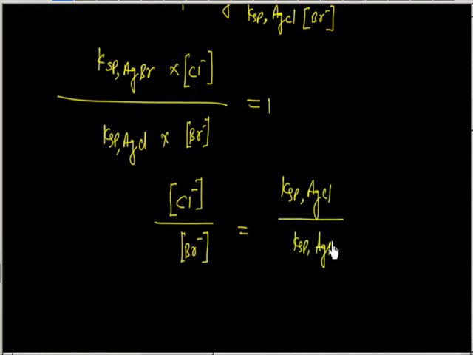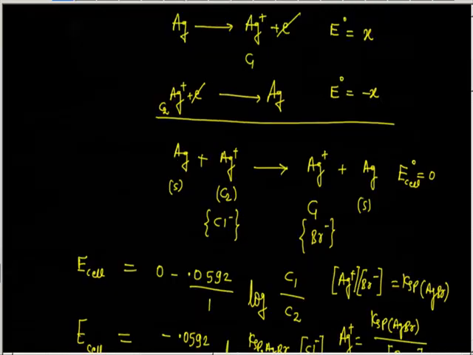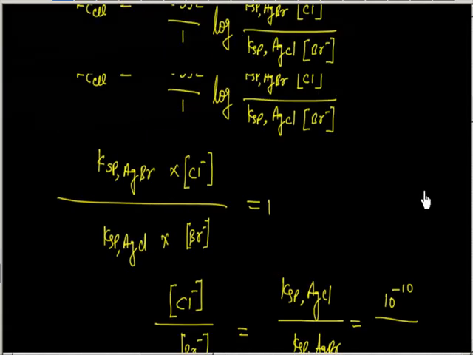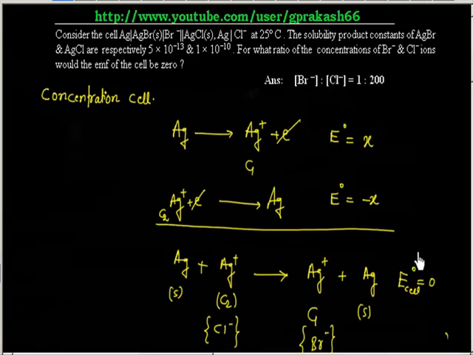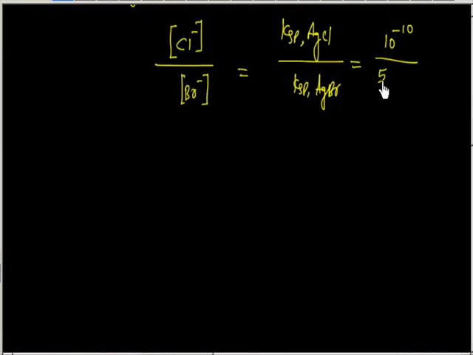Simple. You see, the question also gives you the Ksp values. What is the value of Ksp AgCl? AgCl is 10 to the power minus 10. And what is the value for AgBr? It is 5 into 10 to the power minus 13.